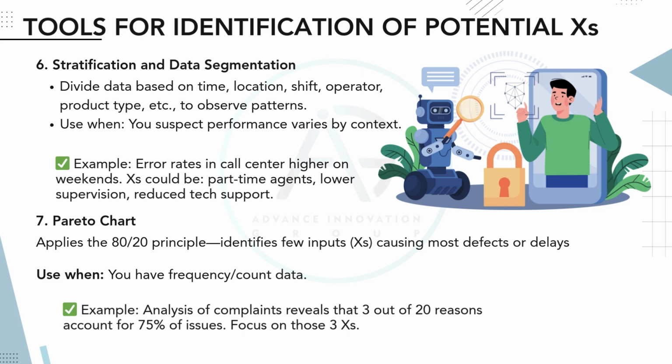7. Pareto chart. A Pareto chart applies the 80-20 principle, showing that a few inputs or causes are responsible for most defects or delays. We use this when we have frequency or count data to identify the major contributors. For example, analyzing complaints might reveal that just 3 out of 20 reasons cause 75% of issues. These top causes should be the focus for improvement.